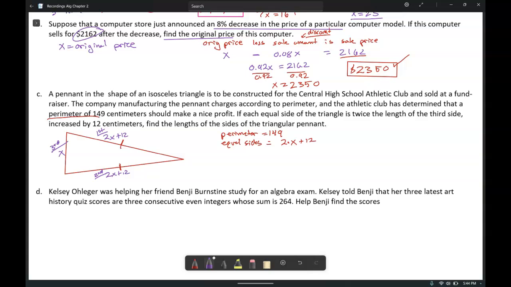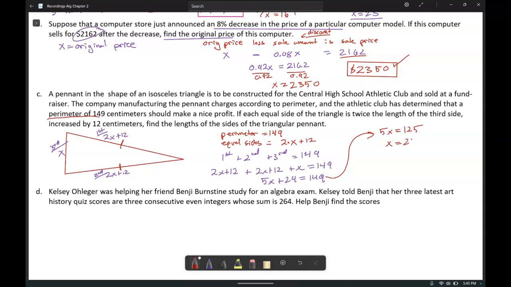Remember that the perimeter is the sum of all the sides, so we need to add up the first plus the second plus the third to get the perimeter. 2x plus 12 plus 2x plus 12 plus x equals 149. So we can go ahead and just combine like terms. 5x plus 24 equals 149. Continue to solve using our addition property of equality. 5x equals 125. And division to get x equals 25.